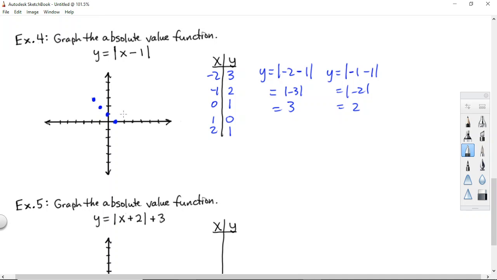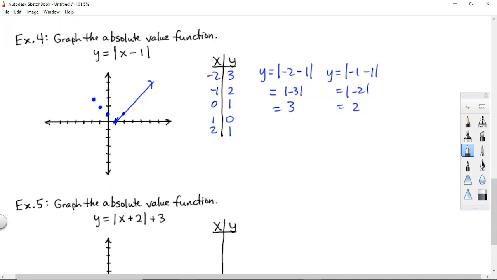So we have enough. It's not symmetrical. We don't have any more points out here, but we know where they will be. If we were to go to 3 for x, put in a 3. 3 minus 1 is 2. So the absolute value of 2 is 2. It would be right here, just as we suspect. I'll go ahead and write it in temporarily. Yeah, it's on the line. But we don't need that point, because we know once this turns like that, it's going to keep going.